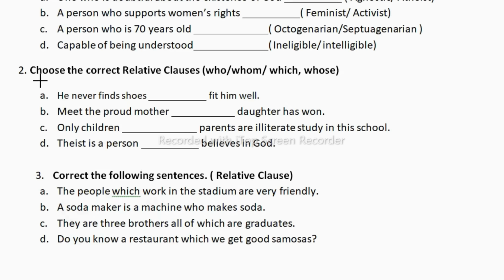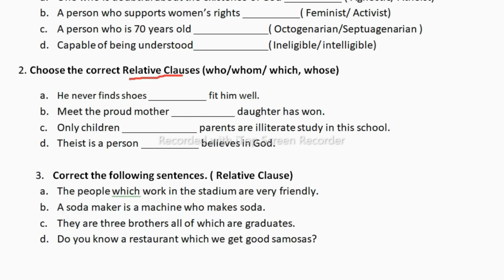Let's see this one. Second, choose the correct relative clauses: who, whom, which, and whose. These relative clauses are nothing but relative pronouns. How will you choose? Based on the person, because we use who for persons only. Whenever you see a subjective person, you should choose who, and whom for an objective person. Which we use for things and animals, and whose we use for possession. It means whose daughter, whose son, whose father, like that. For possession we use whose.